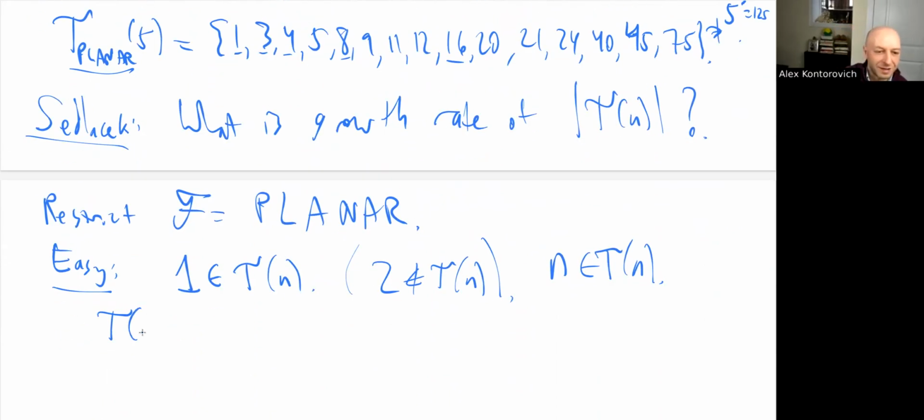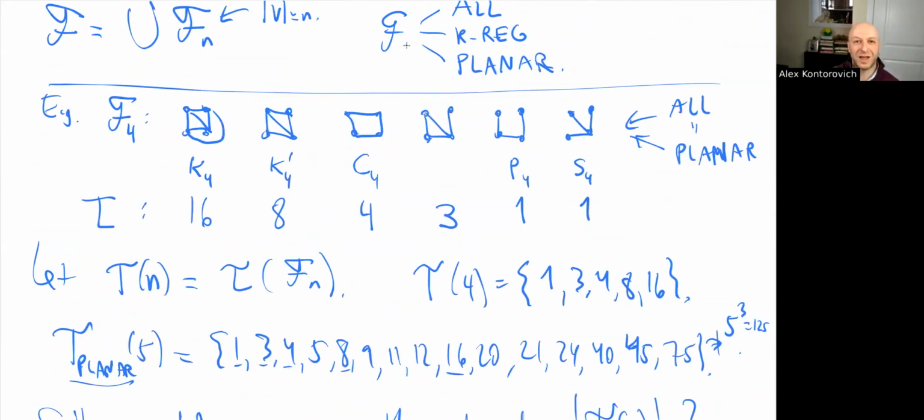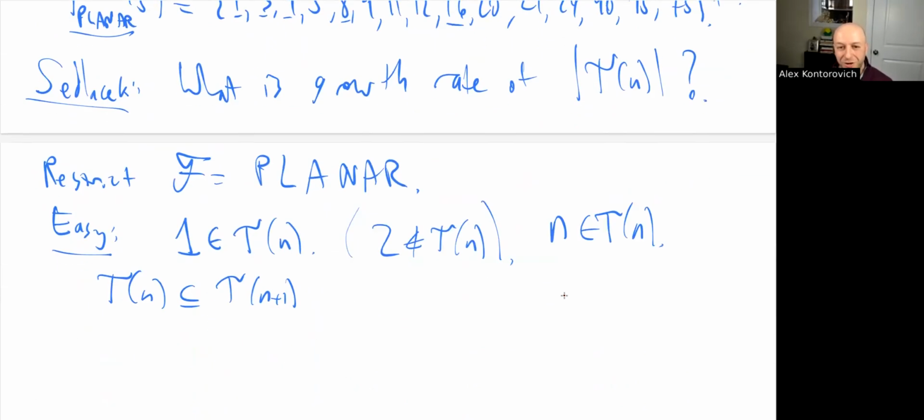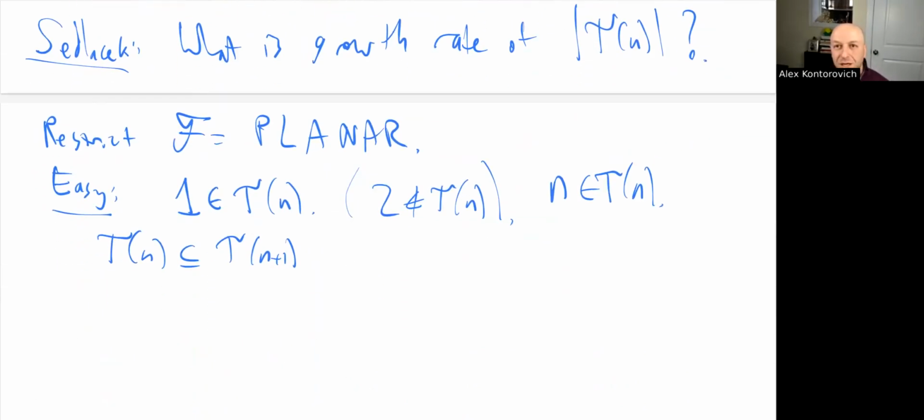So let me write the nesting. Tau of n is always contained in tau of n plus 1. You can take any graph and just add some random tail to it, and that won't change the number of spanning trees. So whatever numbers of spanning trees you already had, you can keep.